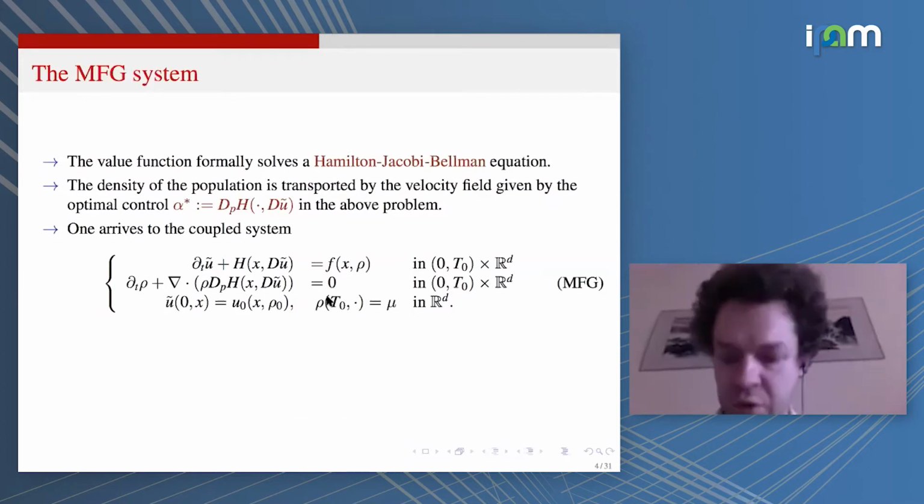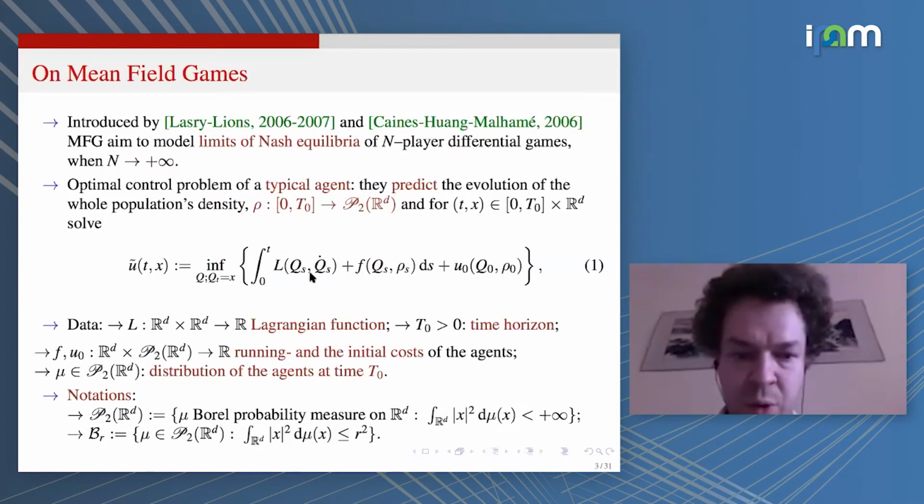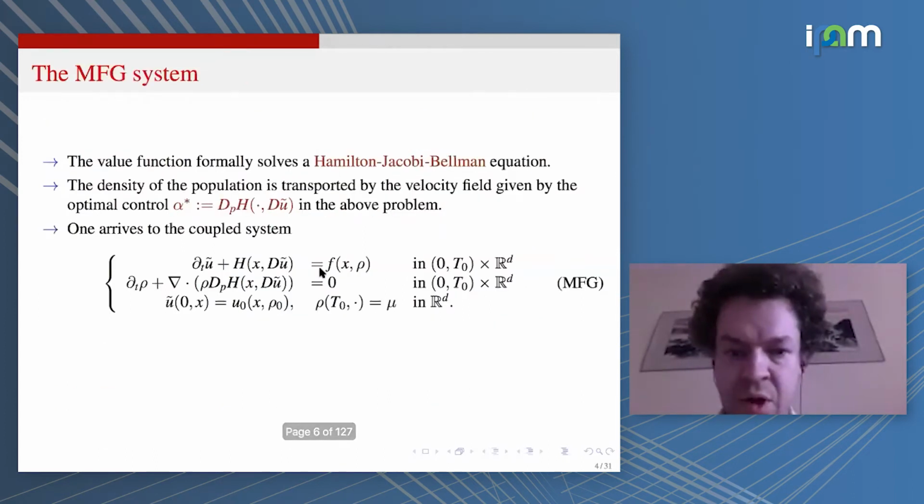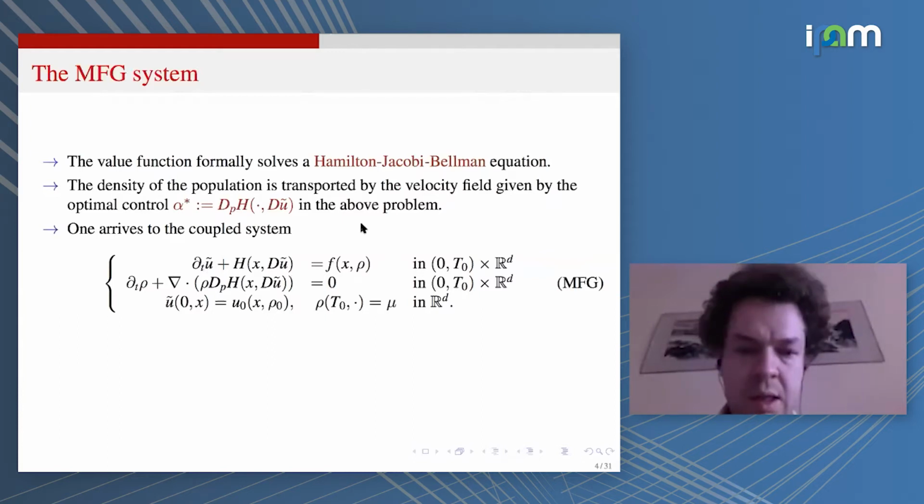If we look at this optimal control problem as a finite dimensional optimal control problem, we know that under differentiability conditions on the value function, the optimal control would be given in feedback form, and it will be this term. And the value function u tilde solves a Hamilton-Jacobi equation, all formal, with a terminal condition. And if everybody is thinking rationally, then the evolution of the agents is given by this vector field.